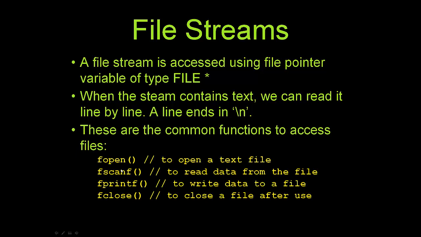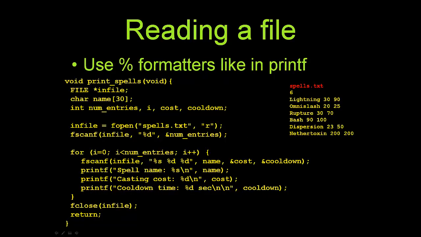There are different functions that you need to access files. First, you can fopen, which opens a file. You can fscanf, which reads from a file. fprintf prints to a file, and then you can close the file. Let's talk about how you read a file. Essentially, to read a file, you use these percentage formatters, just like printf. Once you run this piece of code, you should get these results if you use spell.txt.